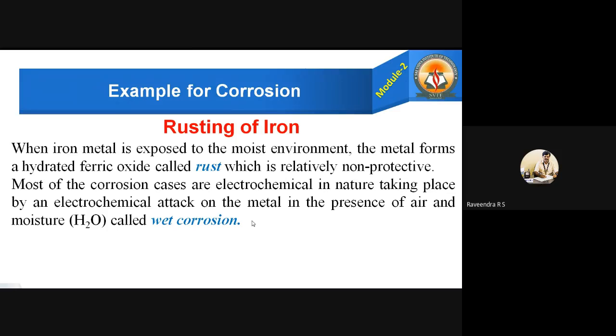We can have this kind of examples. We can see in our daily life, in our home also, we can see the rusting of iron, the best example to study the corrosion.